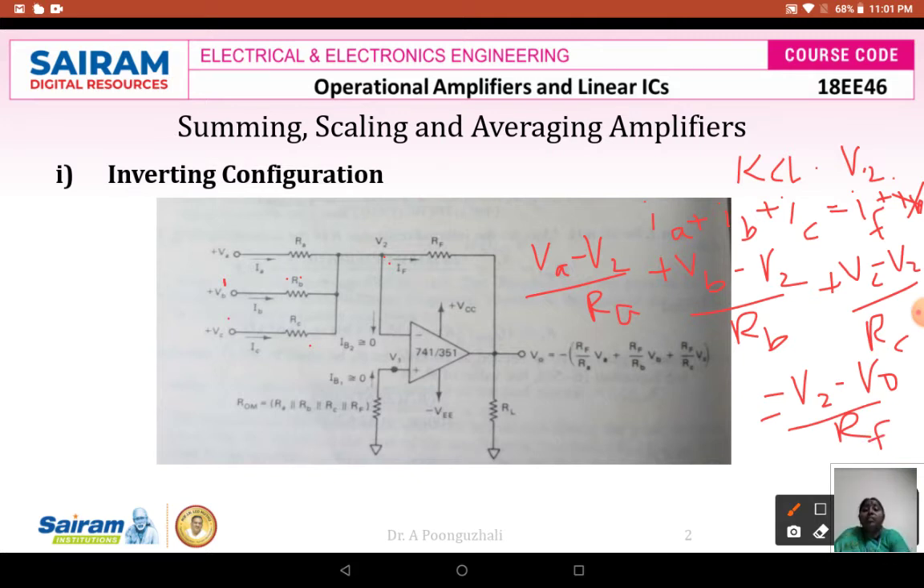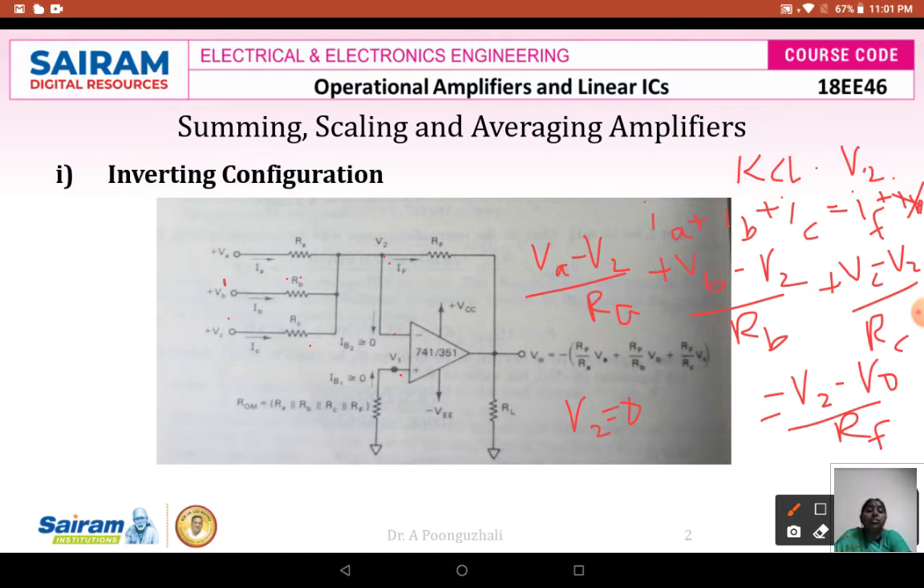So we know that the first condition for your ideal operational amplifier is that the current drawn by the input terminals of your operational amplifier is 0 and the differential voltage should be 0. If this is 0, then automatically my V2 should also be 0. Your second condition is that your differential input voltage VID should be 0. For VID to be 0, V1 and V2 should be of the same voltage. So V1 is connected to ground voltage. That means V2 should also be at ground voltage. Your virtual ground. So V2 is 0.